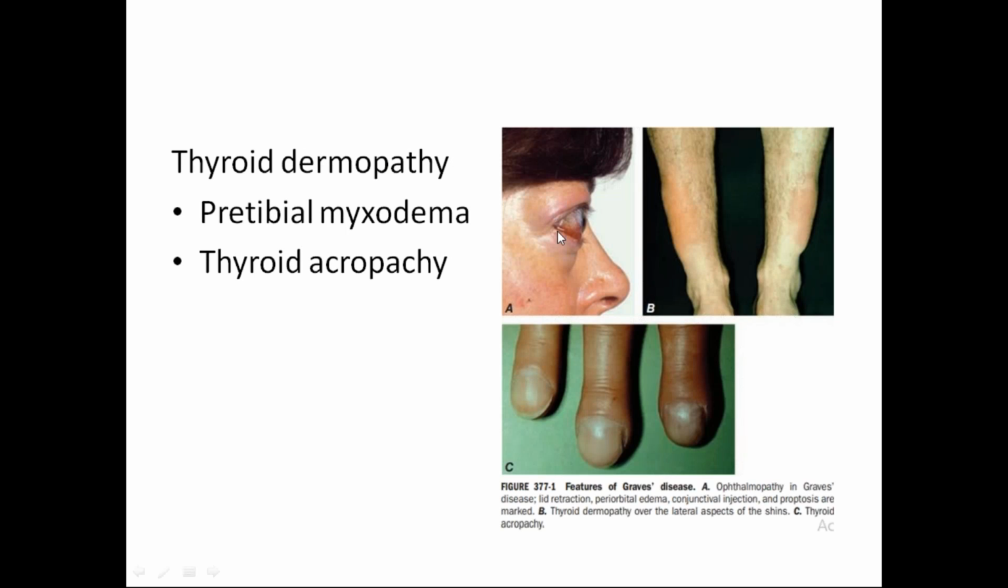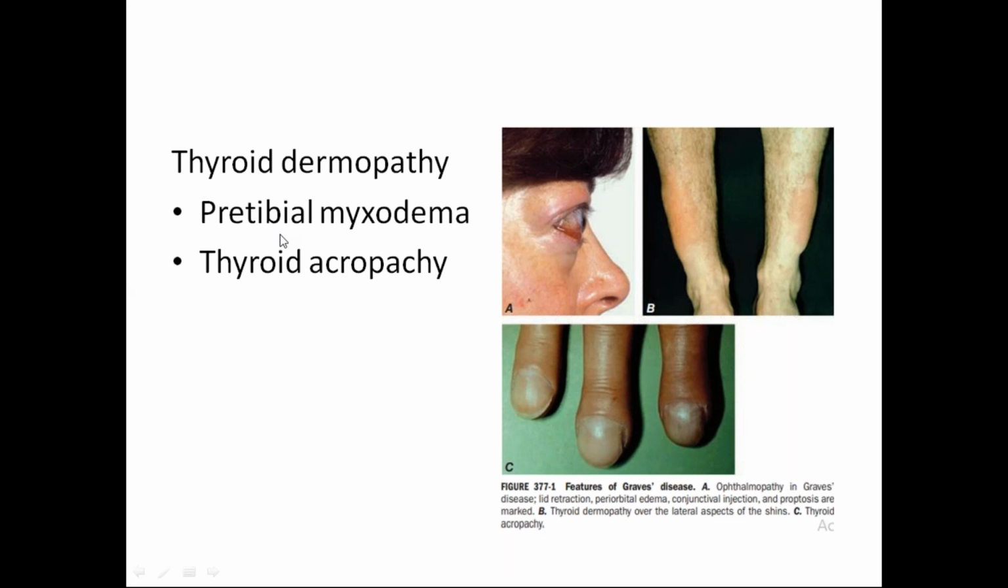So this is the picture in which you can see lid retraction. The eyelids are very wide, and the patient will be unable to close them properly, and there will be periorbital edema. So this is the periorbital edema. There is conjunctival injection, the red marking here, and proptosis. Proptosis means the eyeball is pushed outwards. So that is proptosis.